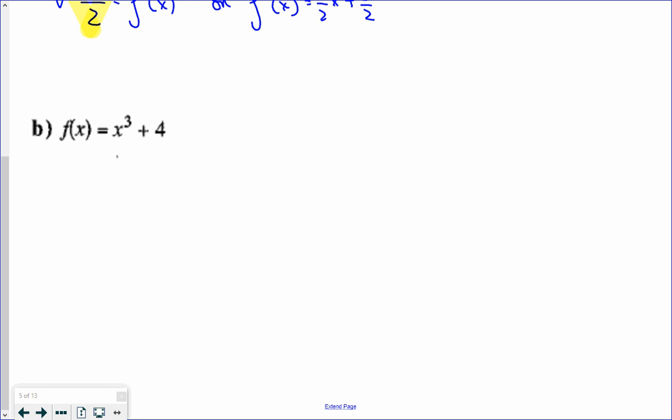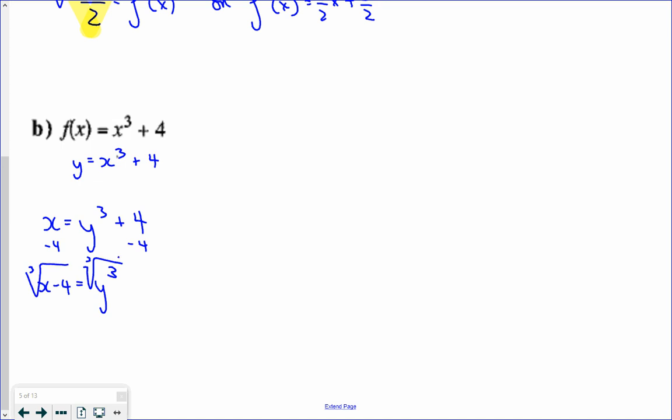Okay, so f of x equals x cubed plus 4. Again, start out by switching the x and y around. Now I have to get the new y by itself. So I'm going to start by subtracting 4 from both sides. Now to get rid of a square, we would square root. So to get rid of a cube, we cube root. Now, as I discussed on the last page, when you insert a square root, you have to insert plus minus. When you insert a cube root, you do not insert plus minus.